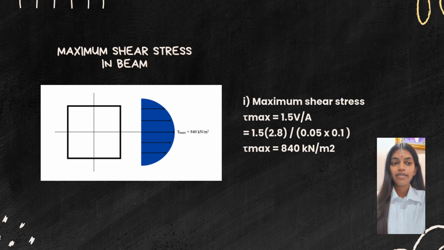Next is the shear stress in the beam, calculated using maximum shear stress equals 1.5 V over A, where V is 2.8 kN and A equals 0.005 meter square, which is equal to 840 kN per meter square. So the maximum shear stress developed in the beam is 840 kN per meter square.